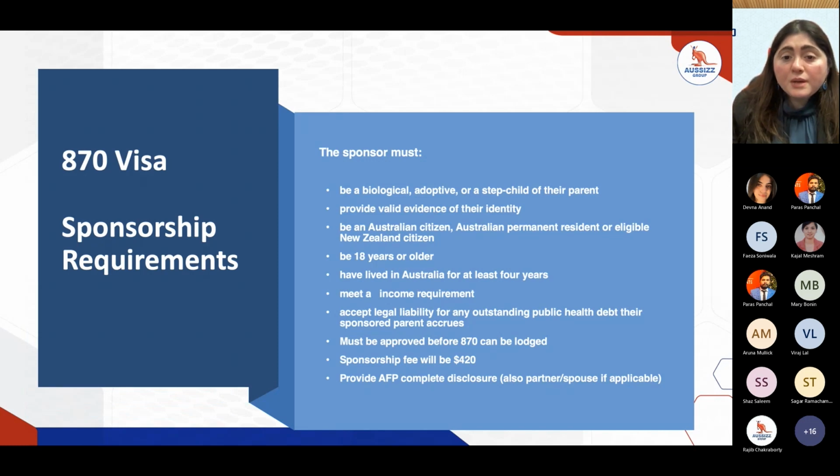Now, sponsorship requirement, you should be above 18. If you're under 18, if you're a minor, you cannot apply for sponsorship. You have to meet an income requirement, which must be approved before the 870 can be lodged. When you're applying for sponsorship, the sponsorship fee will be 820. You need to provide an Australian Federal Police check. So that means the department is sure that you meet the character requirements.